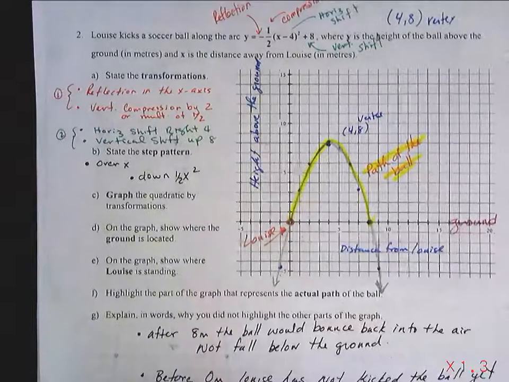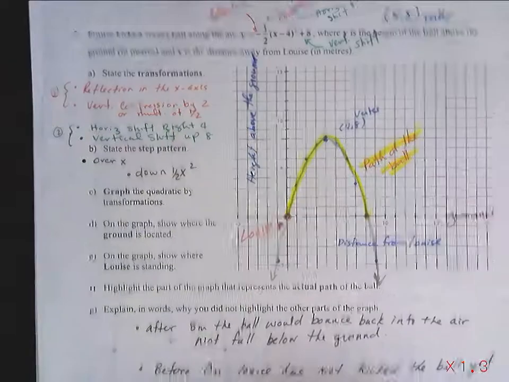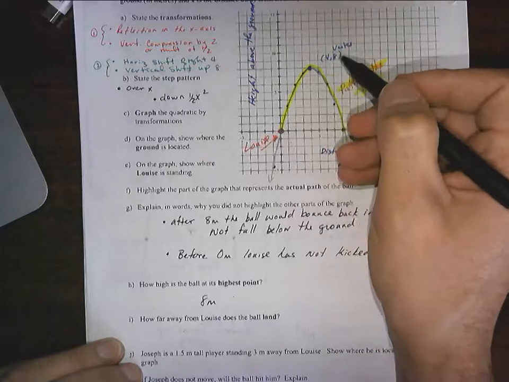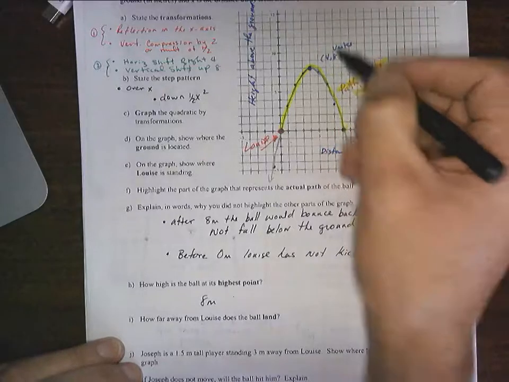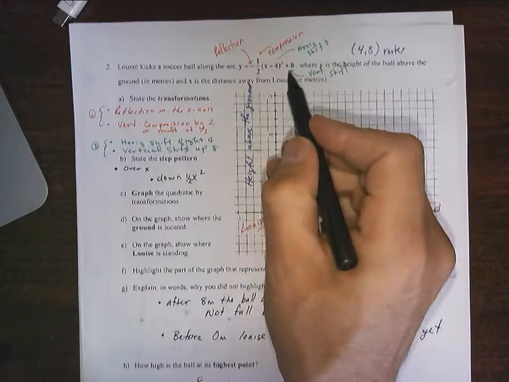How high is the ball at the highest point? Well, 8 meters. But do I really need this curve to see that? The answer is absolutely no. I could see it from the equation. It's right here in the vertex.